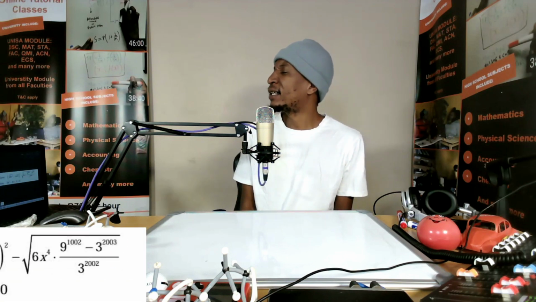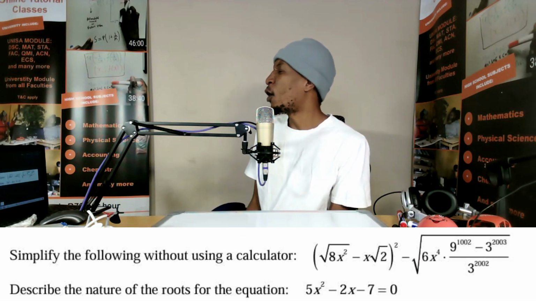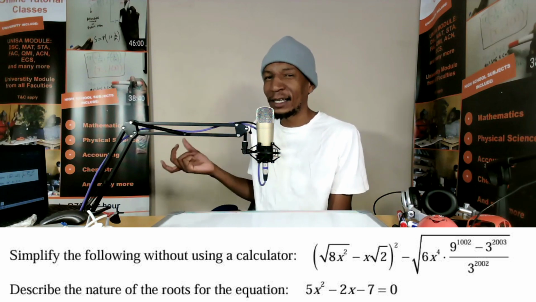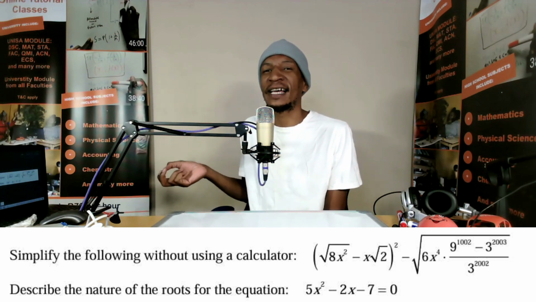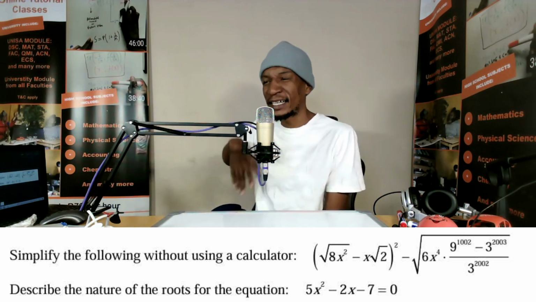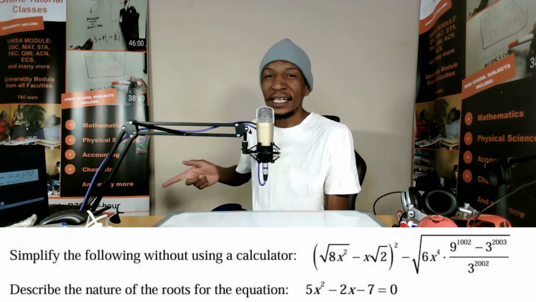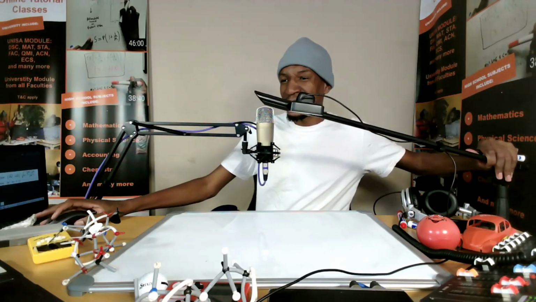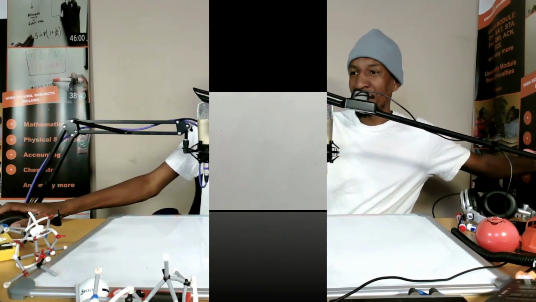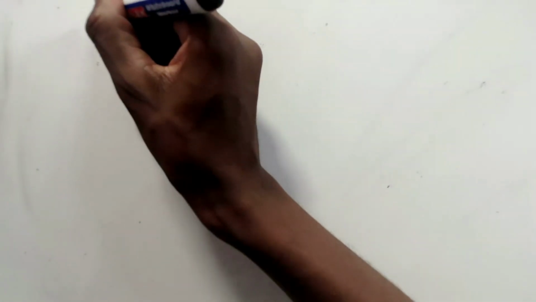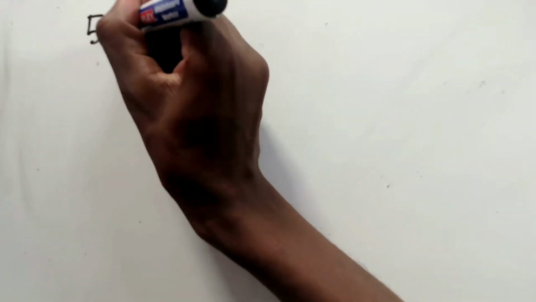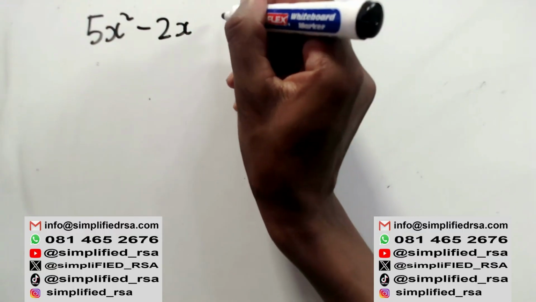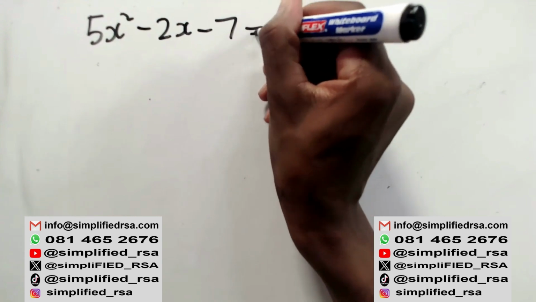For the second one, we have to describe the nature of roots for the equation. As they are stating, it is an equation because it involves an equal sign that compares the left-hand side to the right-hand side. Now, with the nature of roots, we've been talking about this also in other videos, but otherwise, let me explain this. Here, we are given 5x squared minus 2x minus 7 is equals to 0.